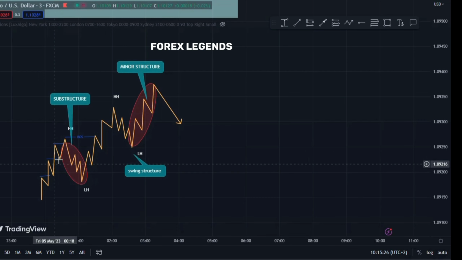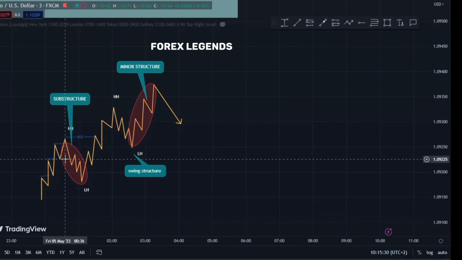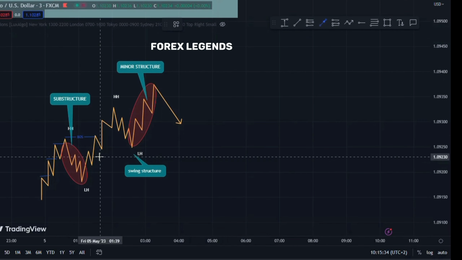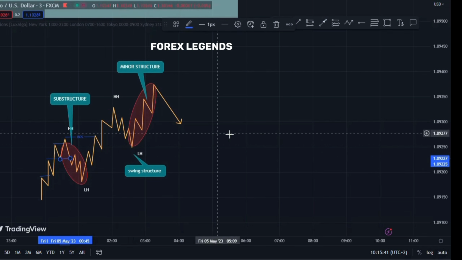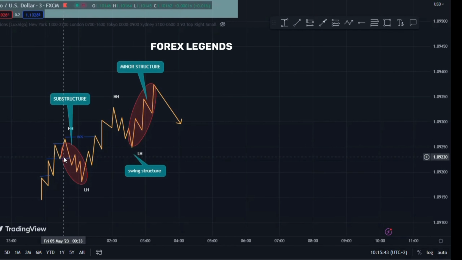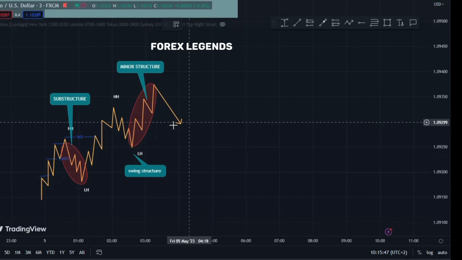You can see we were taking the highs. Now all of a sudden we were taking the lows. This is what we now identify as a change of character right here in our substructure. You can see? Cool. That is a change of character. Let me show you guys how I label it. It won't show good, but that's how I label mine.